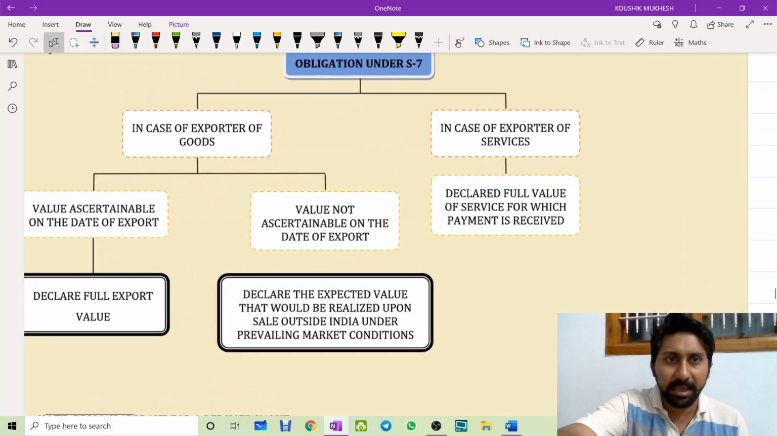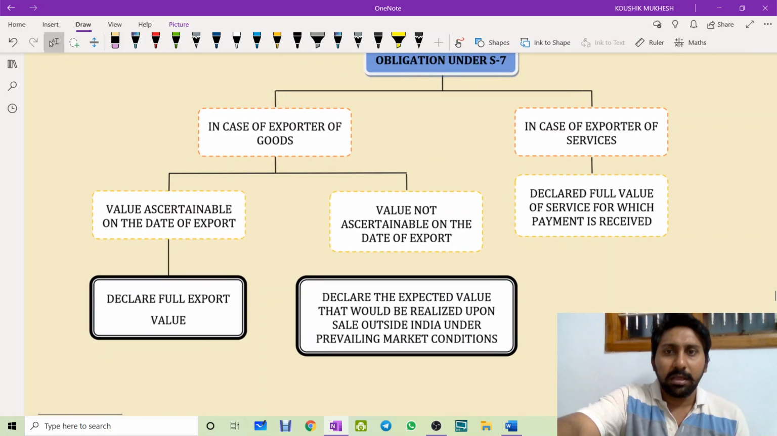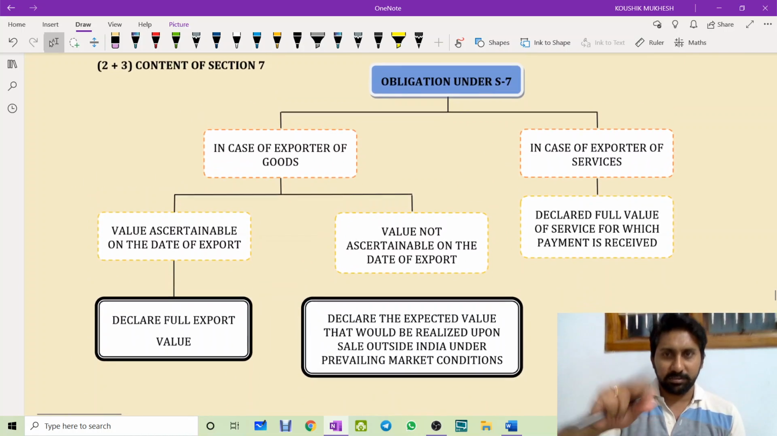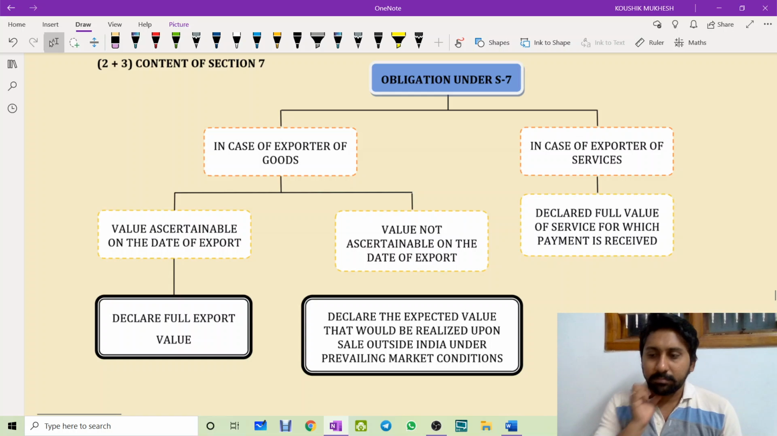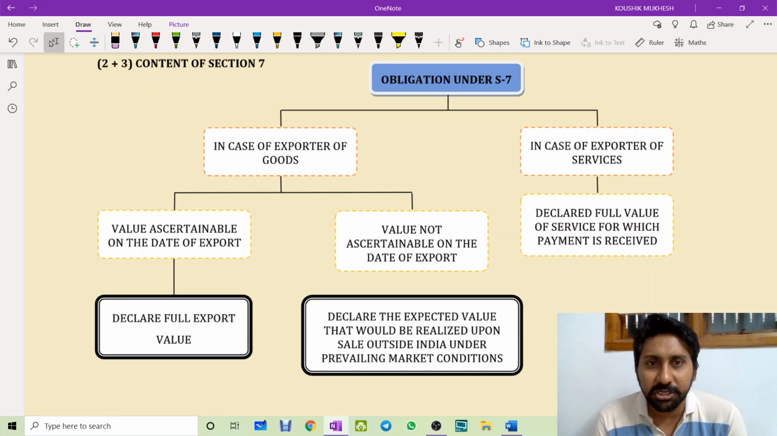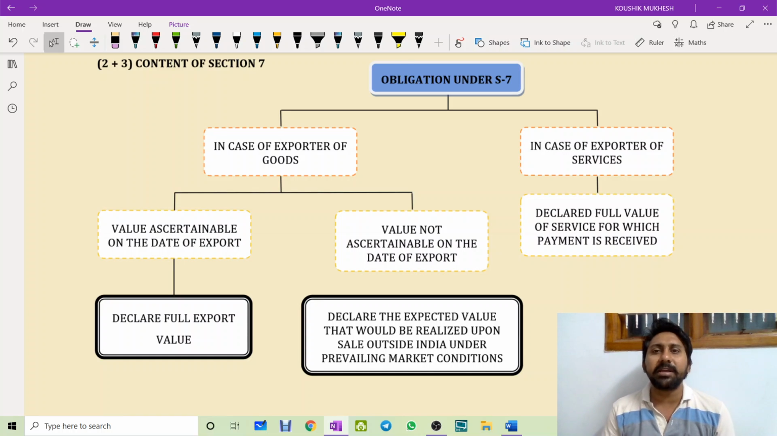Now the Bare Act content starts. Concept of exports. Bare Act content. Obligation under section number 7. What is this obligation under section number 7? In case of export, whenever export is made, there are certain obligations that are cast on the exporter.